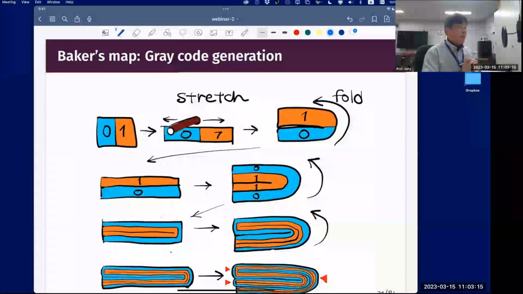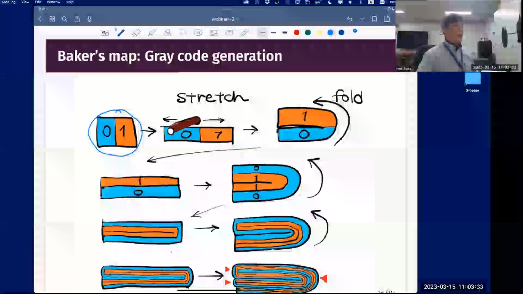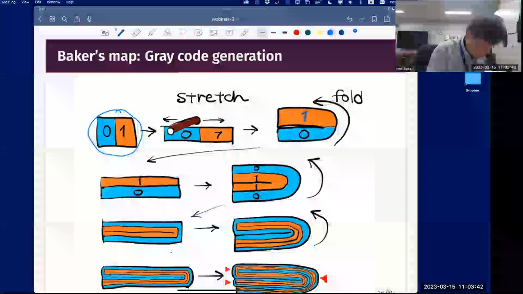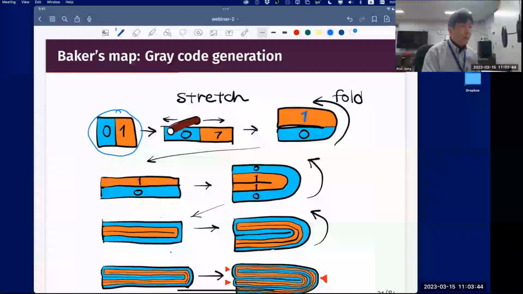Just imagine the dough. You try to make the midfield for now. Just place the dough first, 0, 1, ingredient, and stretch it and fold once. So the upper position we just name 1, and the lower portion we name 0.